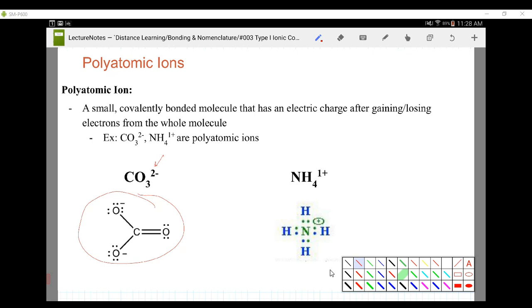Slightly different but similar idea for the ammonium. Here we have nitrogen on the right bonded to 4 different hydrogen atoms. However, there's an electron missing from that central nitrogen. There's an extra proton, right, the hydrogen without an electron, present in this compound in order to make this thing bond and work.